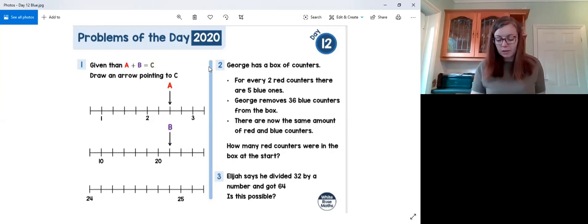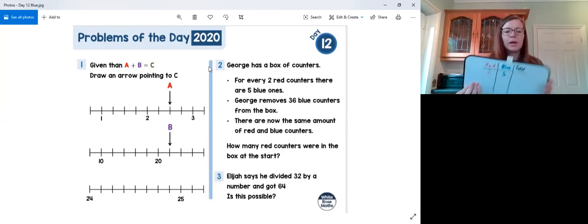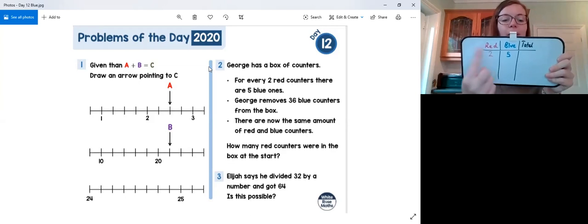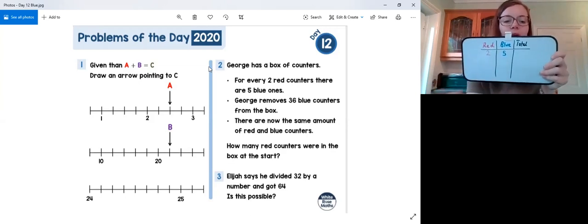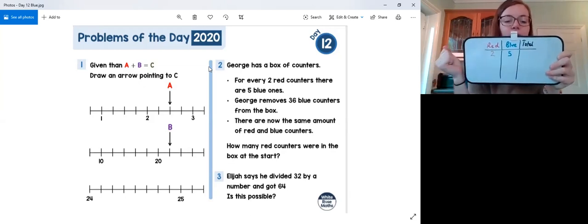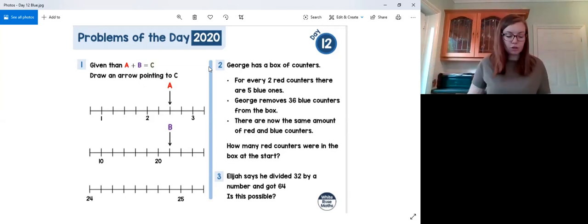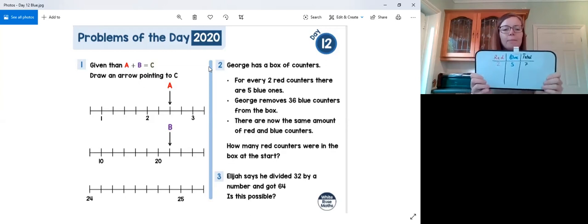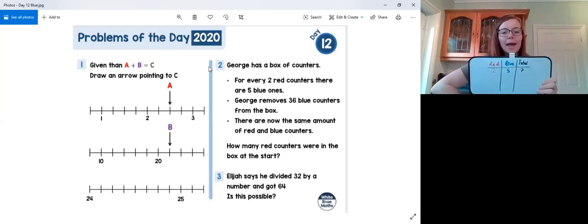Okay, now as a starting point, I can see for every 2 red counters, we get 5 blue counters. So if I fill out that much of my table, we have 2 red counters and 5 blue counters. How many counters must we have in total? What do we need to do with these 2 numbers? Add them together. So 2 plus 5 tells me that my total amount of counters is 7. Okay, that's great, but I don't know where to go next.